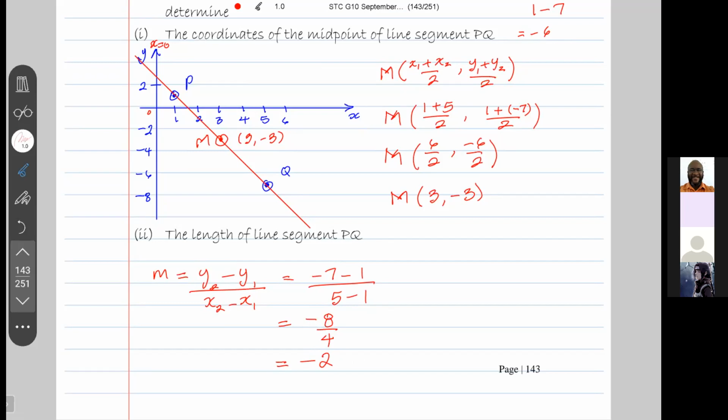Guys, let me ask you a question. Just by observation, what does the y-intercept look like it is? Anybody? By observation, what is the y-intercept?